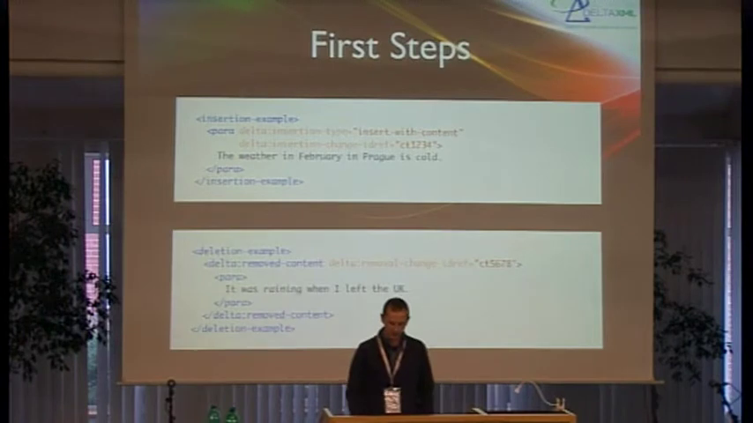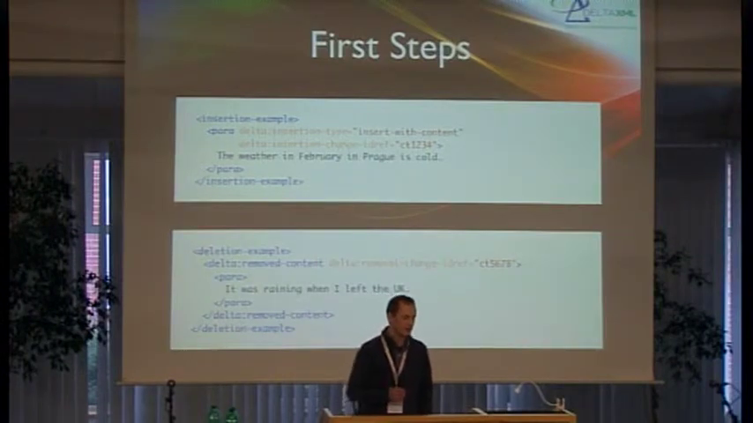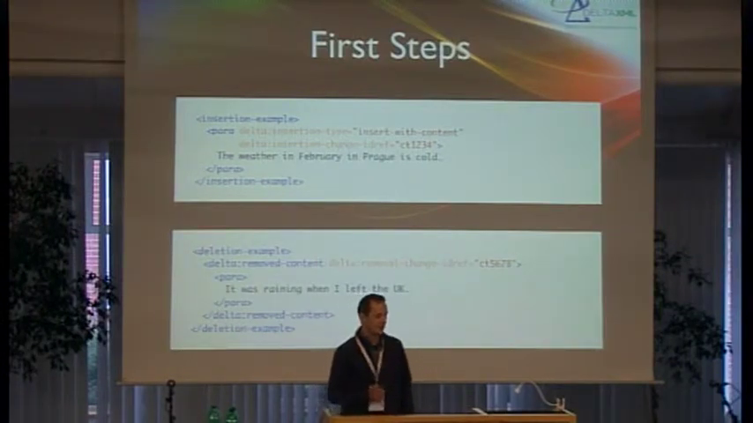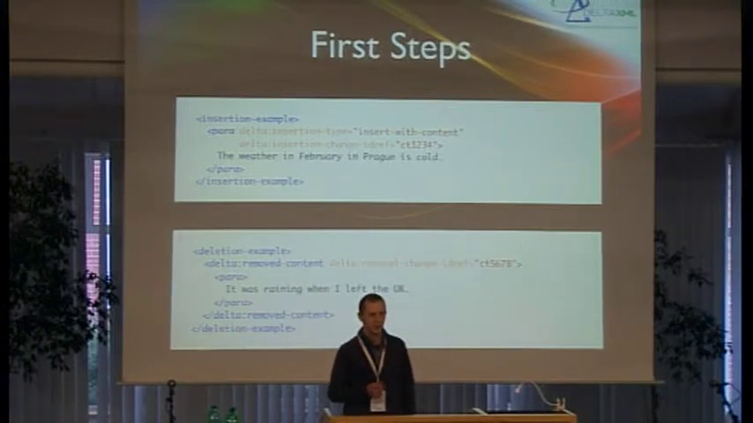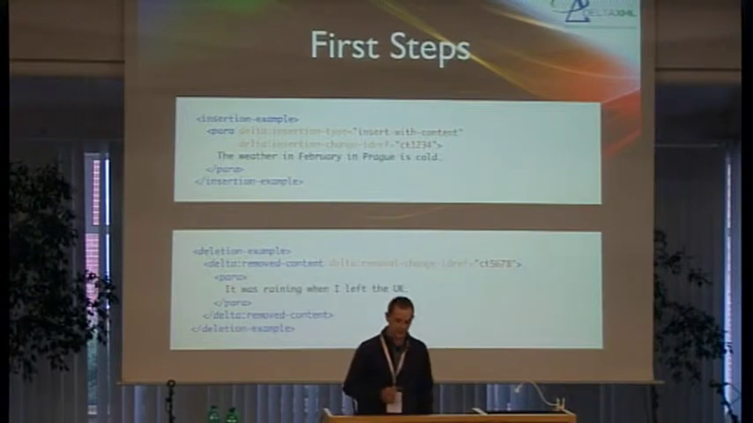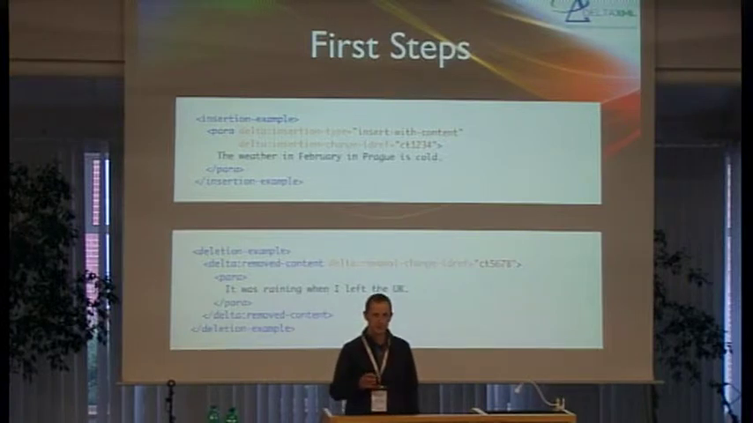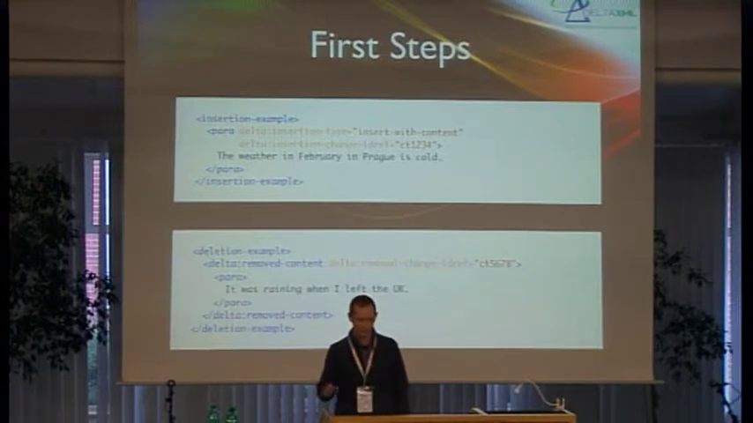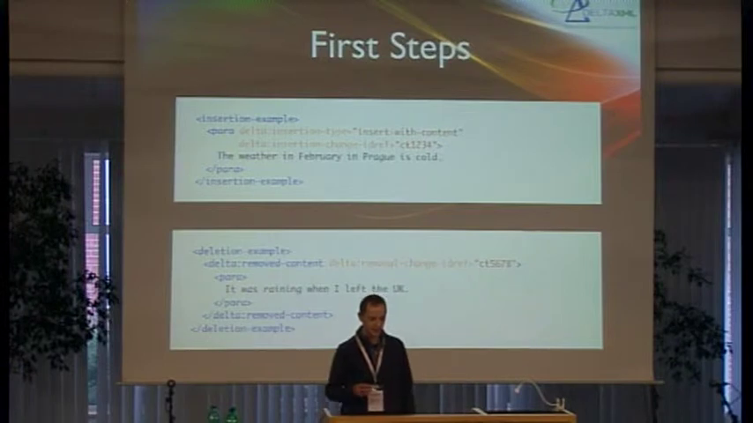And we move on to a deletion. It was raining when I left the UK. That paragraph has been removed. You can see that we've wrapped it in an extra element, the Delta removed content element. That element has got an attribute which again refers to a change transaction with all the metadata associated with who did the change. And the reason we've wrapped the content is because that provides a standard way which is used throughout this change tracking. Any content that is removed is wrapped in one of these removed content elements, and that takes the paragraph out of its original context.